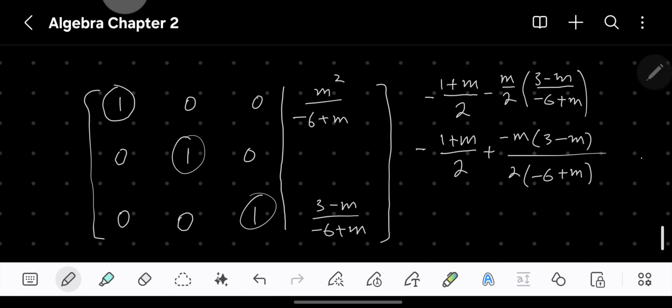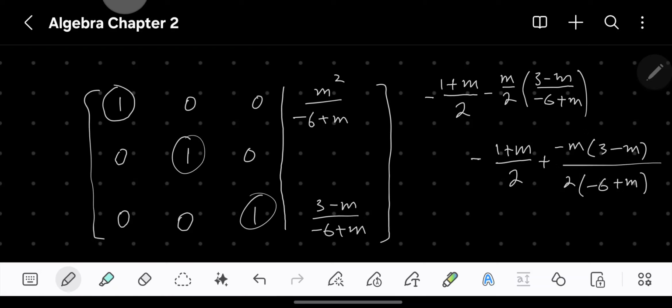Okay, now I have to make the denominator common. How can I make it? You can check that the denominator of the second term is this one and the denominator of the first term is 2. So 2 is common, but this thing is not common. So I have to multiply and divide by this thing. Okay, so I will multiply and divide by minus 6 plus m over minus 6 plus m.